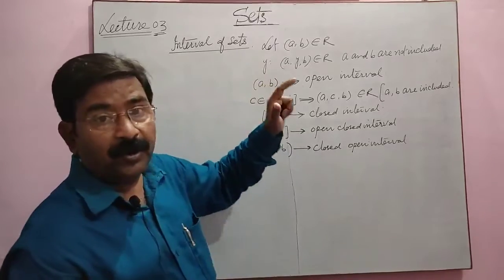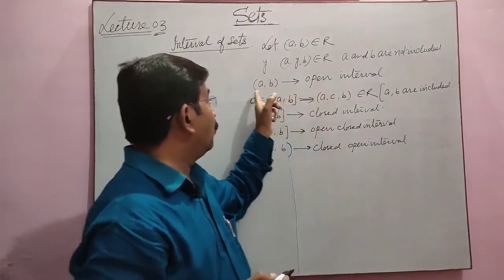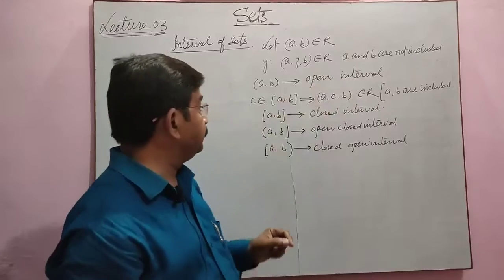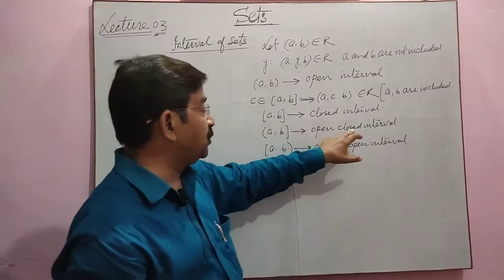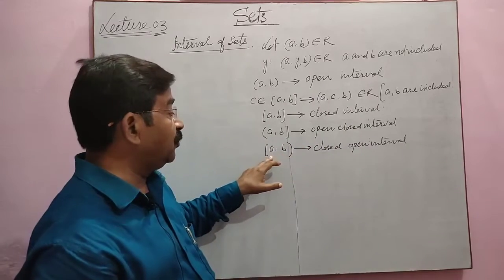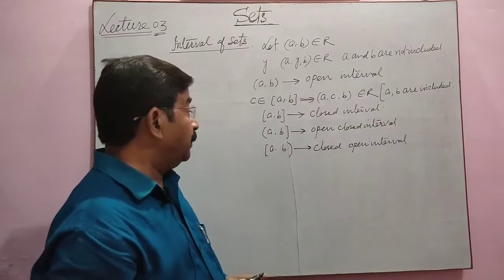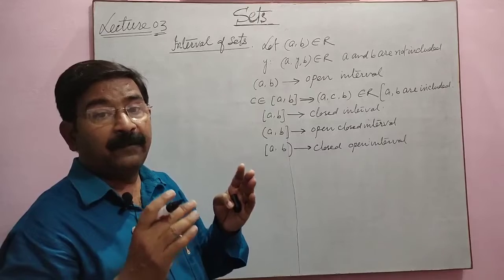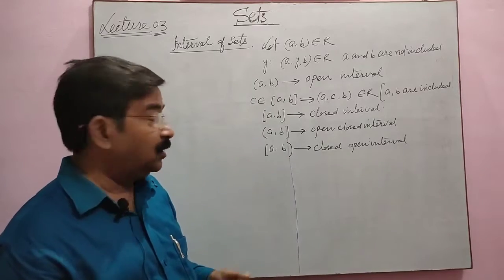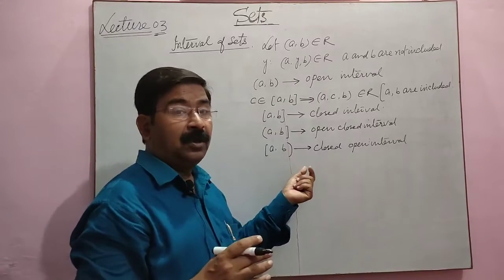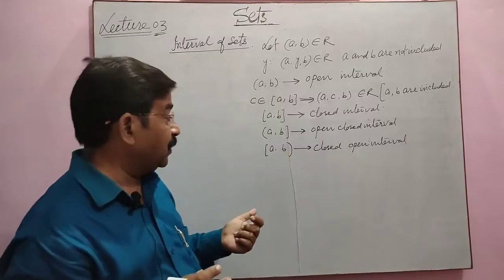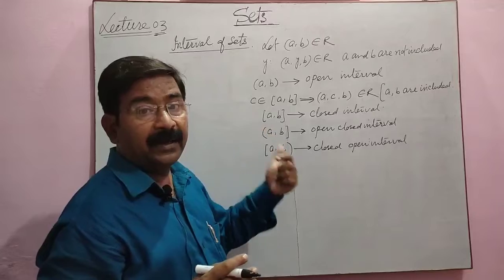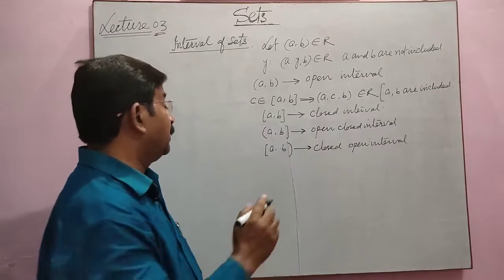So we have four kinds of intervals. One is open interval, the other is closed interval. Here we have open closed interval and here we have closed open interval. Wherever you have closed, you have to include that number. Open, that number is not included.